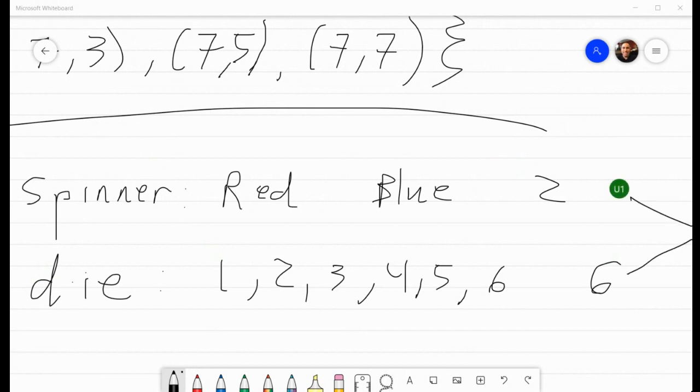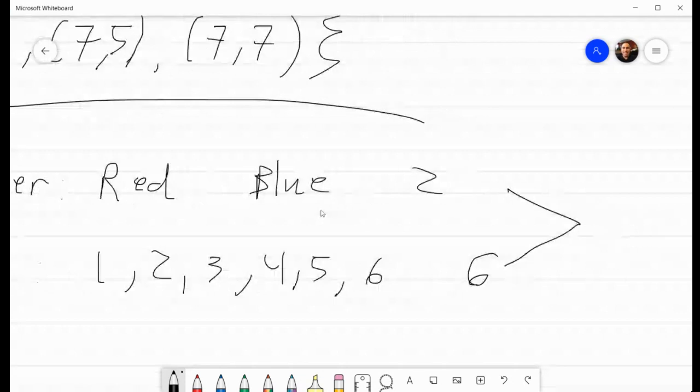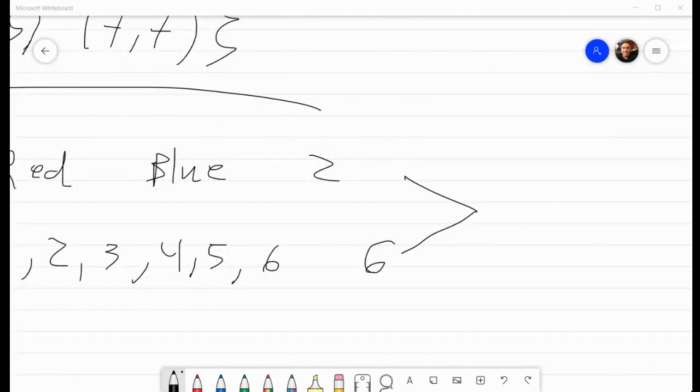So you have 2 choices from the spinner, right? There are 6 choices from the die. By the counting principle, you multiply, right? What's the answer going to be? It's going to be 12. Okay. Just move this over. It's going to be 12. Again, you multiply.